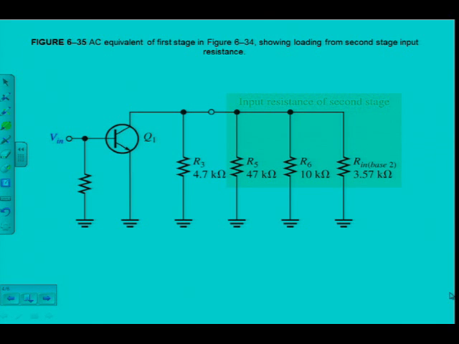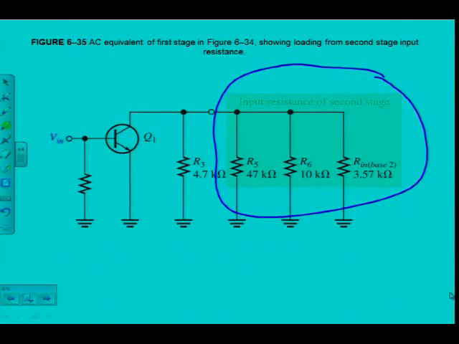If we turn the page, at the top of that page, actually, they've shown you the equivalent AC equivalent circuit. There is the first stage, and here's the input resistance of the second stage that you have to use then as the load resistor. Remember, this was RC for the first stage. So that acts as the load resistor for the second stage. That's what they tried to explain to you there.